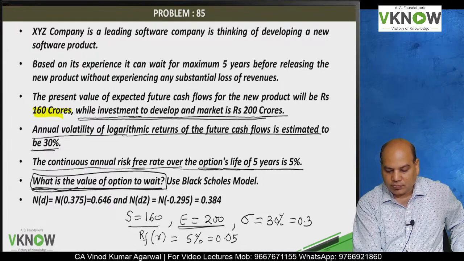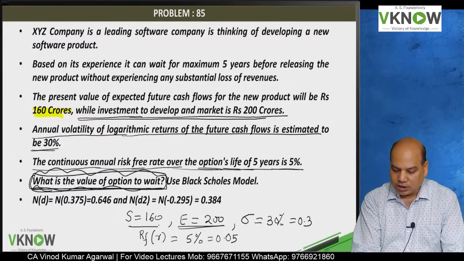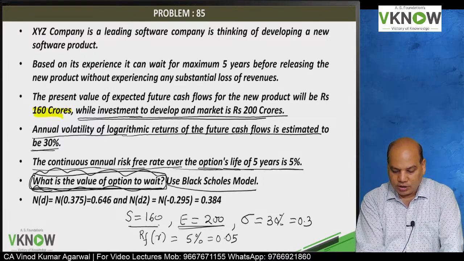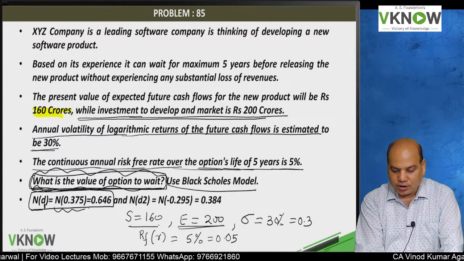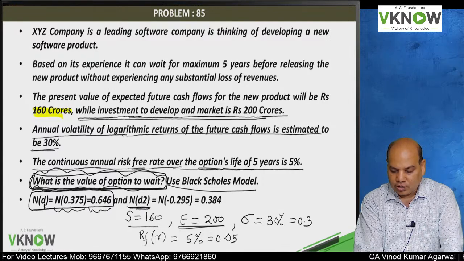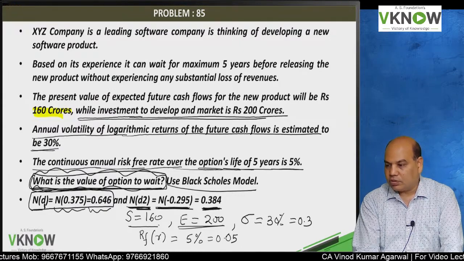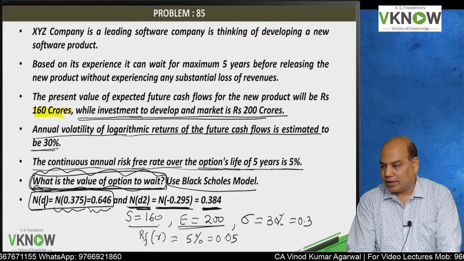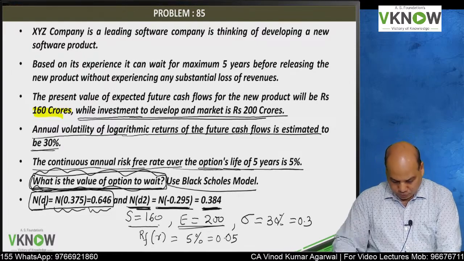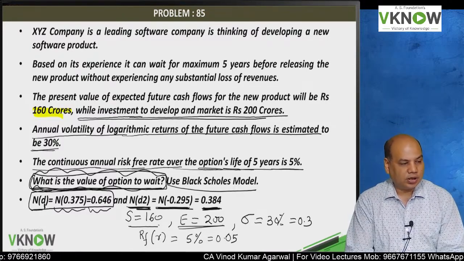So it is like finding the value of a call option. Use the Black and Scholes model to make your life easier. They have given you the value of N(d1). If it is 0.375, N(d1) is 0.646, and the value of d2 is minus 0.295, N(d2) is 0.384. One good thing they have done, they have given you the values of N(d1) and N(d2). With the help of this, you can easily solve this Black and Scholes question in capital budgeting.